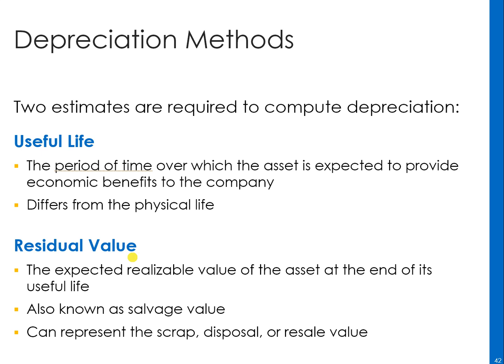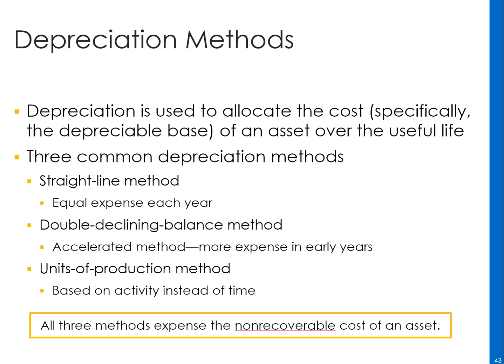The other is the residual value. This is the expected realizable value of the asset at the end of its useful life. For example, you have a vehicle. By the end of 10 years of use, you can sell the vehicle and get some remaining value. We call this salvage value. And the salvage value is not depreciable. It will be taken away in the calculation of depreciation method. So how do we calculate depreciation?